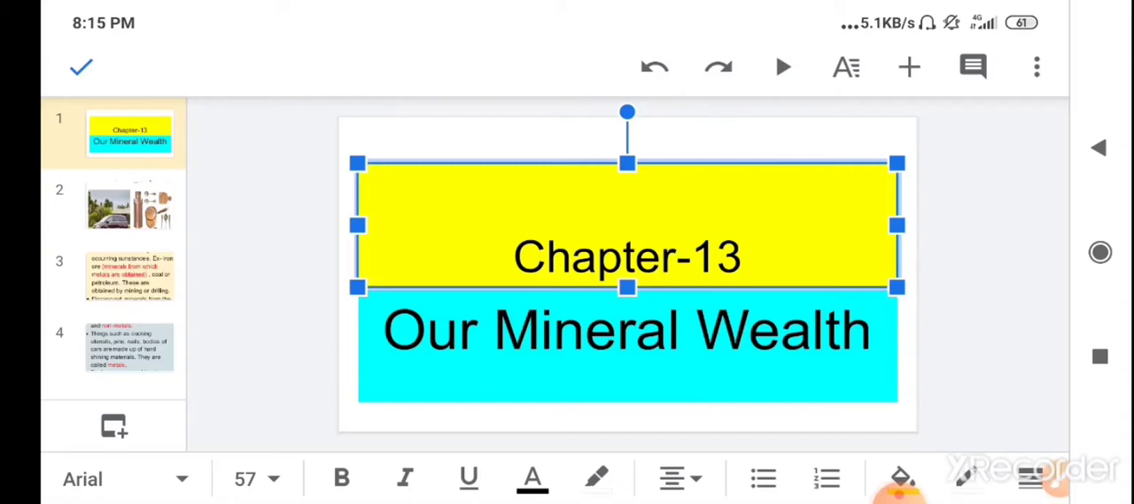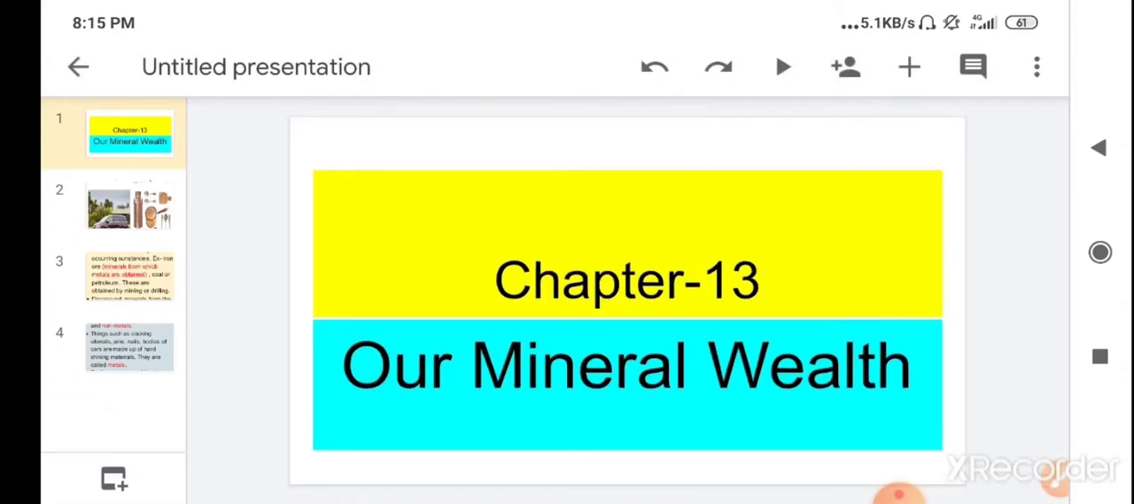Children, today we are going to start a new chapter, chapter number 13 from the second book, New Getting Ahead in Social Studies. I hope you all have the book, so you can open your book. The chapter name is Our Mineral Wealth. So today we are going to learn about minerals.